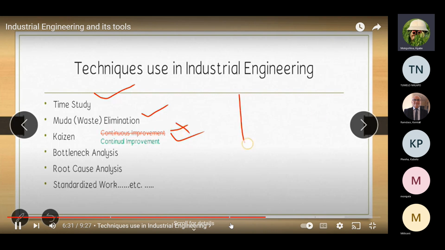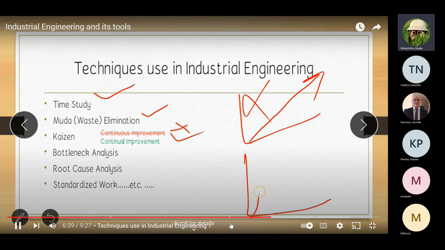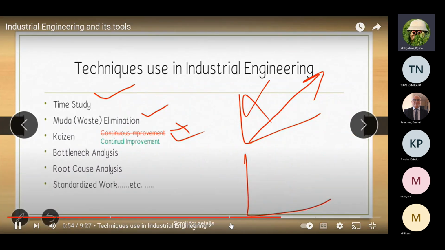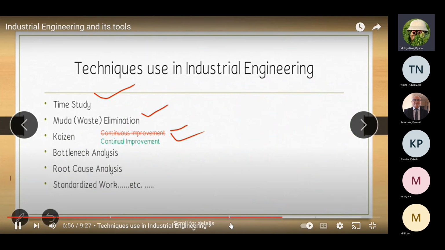Continuous means if we are doing something like this continuously, so it is wrong, because if we do continual, then we are just sustaining. Here we will sustain, here we will sustain, here we will sustain. So if we are doing any improvement, we have to sustain it first, otherwise there is no benefit of our improvement. Okay, so that is the continual improvement.